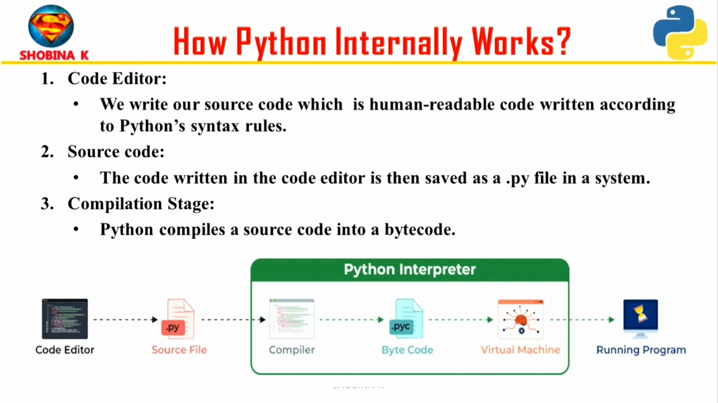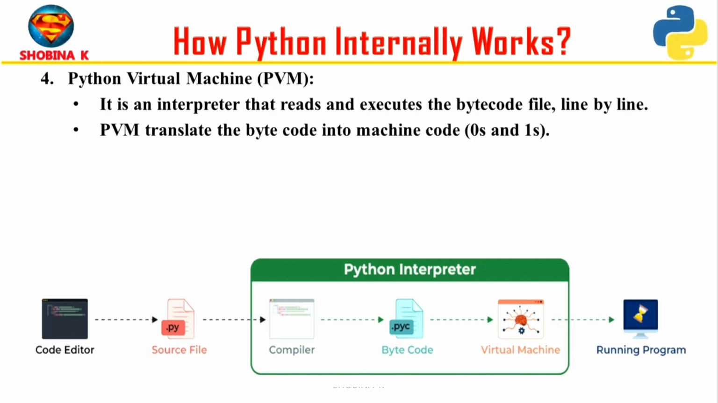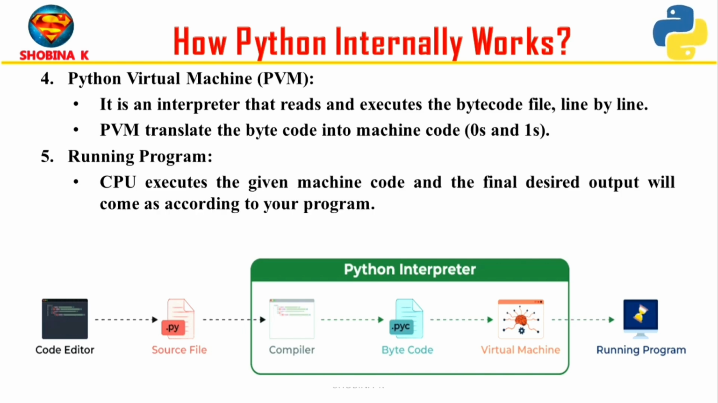Then the bytecode is processed by the Python Virtual Machine (PVM). PVM is an interpreter that reads and executes bytecode line by line. PVM translates bytecode into machine code, which is optimized for specific machines. Finally, the program execution. The CPU executes the machine code. The program performs the task and computations as scripted in the code editor.